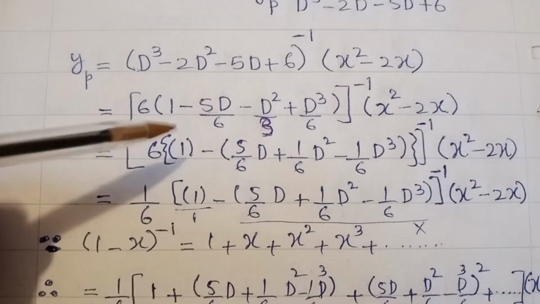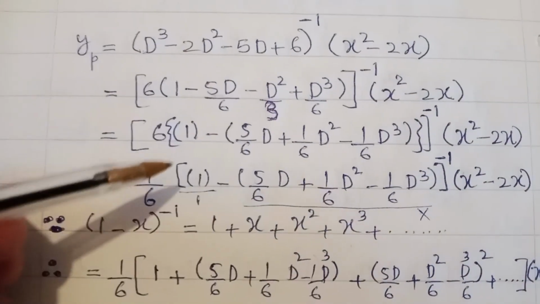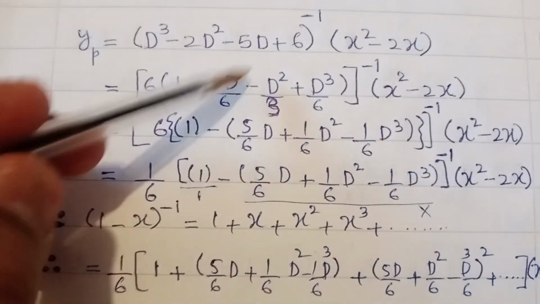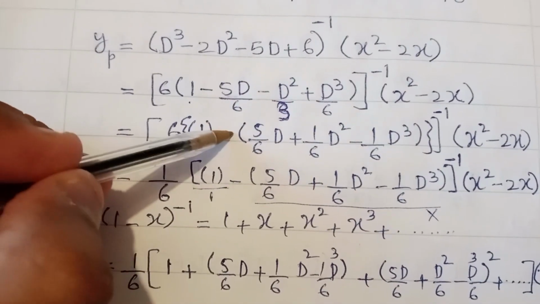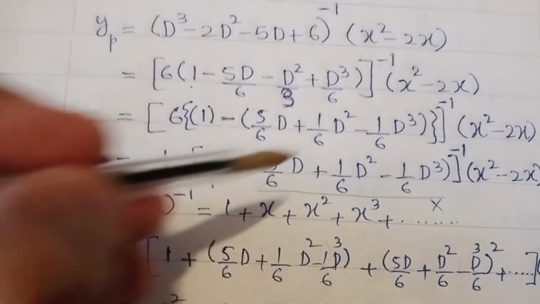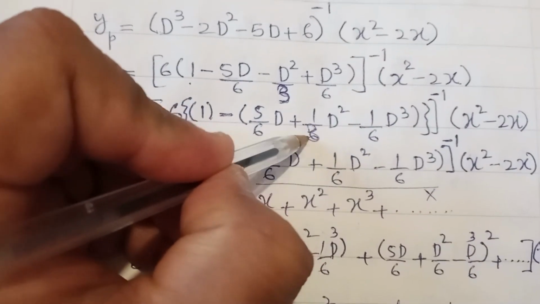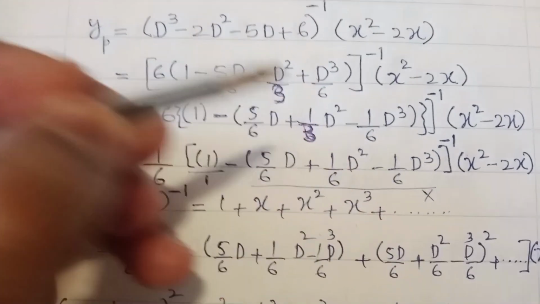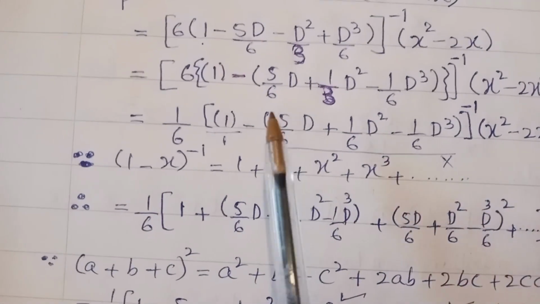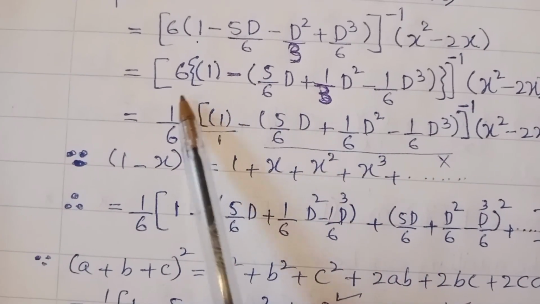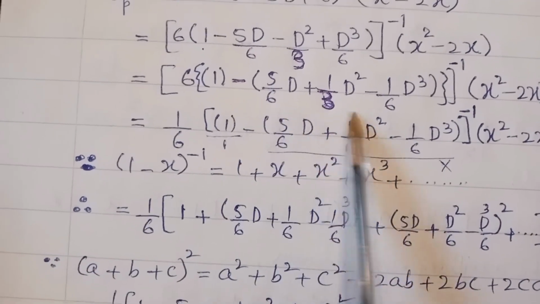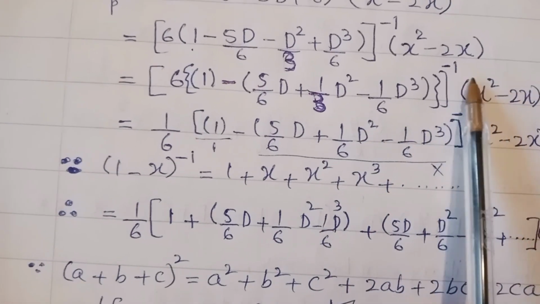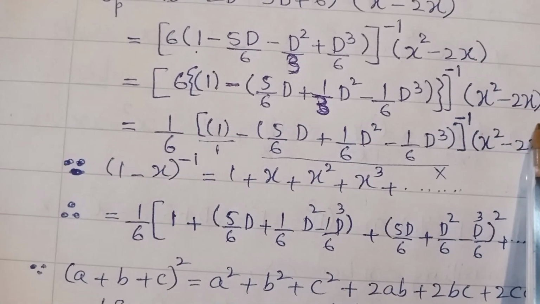After taking common, we can write it in the form of a plus or minus b. So our a is 1 here, and the rest of the terms are negative, that is b. So do it correctly. This is not 6, this is 3. So now it will be 1 upon 6 into 1 minus, in the second bracket, 5 upon 6 d plus 1 upon 3 d square minus 1 upon 6 d cube, whole power minus 1, into x square minus 2x.